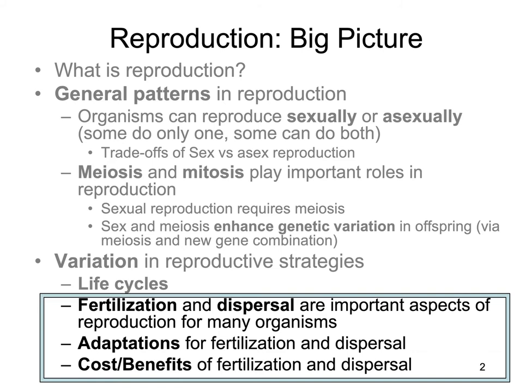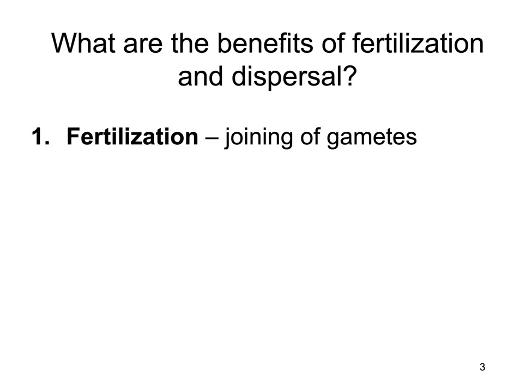So where we are in the big picture of discussing reproduction over the last couple of lectures: we've talked about the definition of reproduction, some general patterns in reproduction, and in the last lecture we talked about different life cycles. Now we're going to talk about fertilization and dispersal as important aspects of reproduction for any sexually reproducing organism, some of the adaptations that have evolved for fertilization and dispersal, and some of the costs and benefits of these different types of fertilization and dispersal.